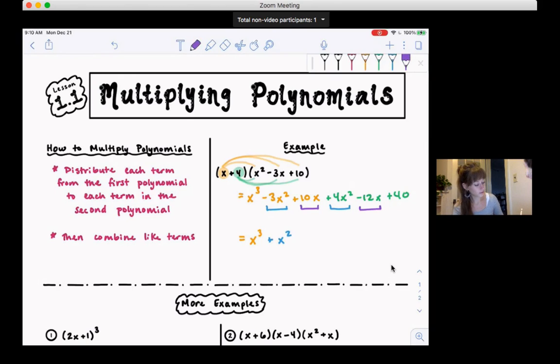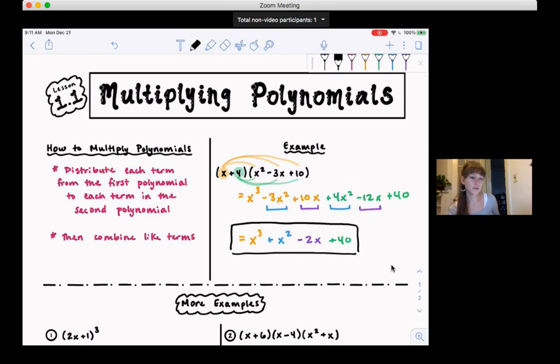Okay, now let's put the x terms together. So plus 10x minus 12x. If we combine them, we have minus 2x. And then we still have plus 40 at the end. And that's all there is to it. So distribute, combine like terms. Okay, we're going to do two more examples.